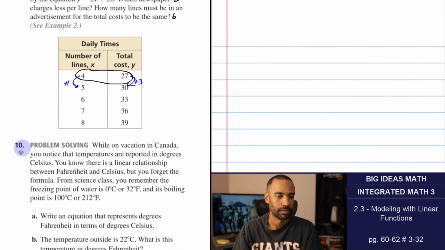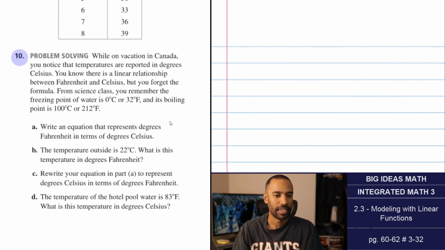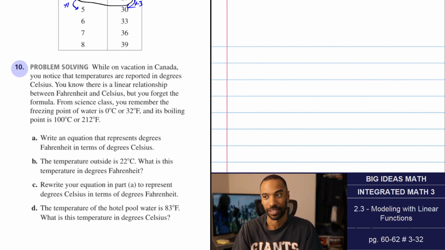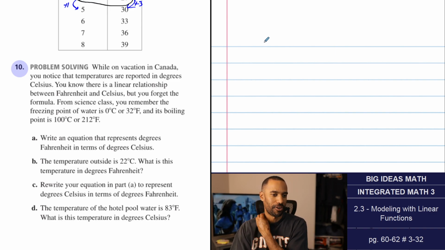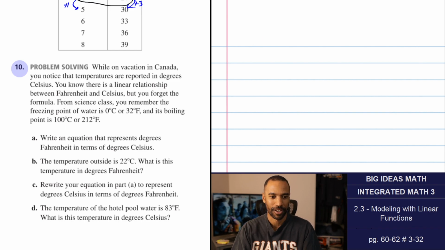Problem solving. While on vacation in Canada, you notice that temperatures are reported in degrees Celsius. You know there's a linear relationship between Fahrenheit and Celsius, but you forget the formula. I think I know it. From science class, you remember the freezing point of water, 0 degrees Celsius or 32 degrees Fahrenheit, and its boiling point is 100 degrees Celsius or 212 degrees Fahrenheit. That's the one I didn't remember.